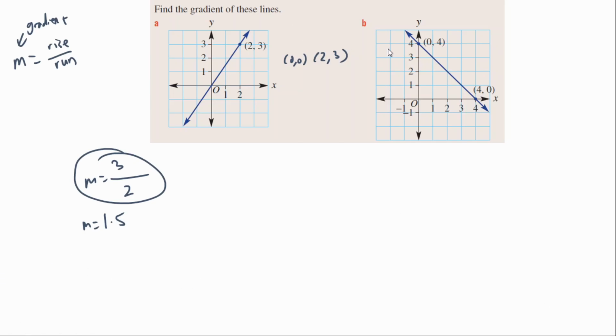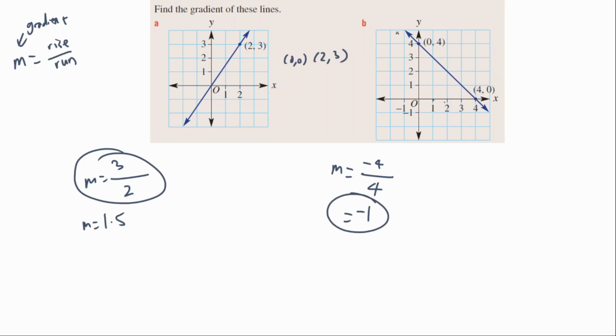And in this case, we're using the points (0, 4) and (4, 0). So we're going to use the same formula, m equals rise over run. We're going down this time, 1, 2, 3, 4 spaces, so it'll be negative 4, because we're going down. But we're still going to the right, so that part will be positive. This one will be 1, 2, 3, 4 spaces to the right. Negative 4 divided by 4 gives you negative 1. So our gradient here is negative 1.